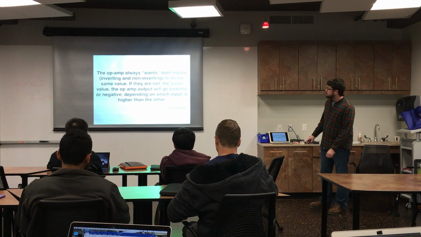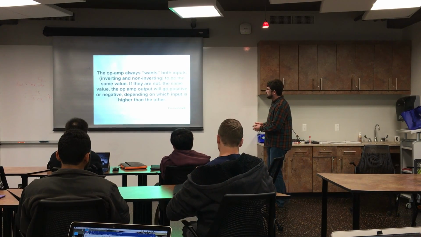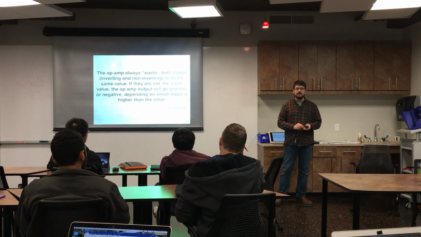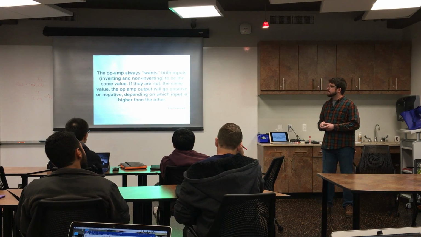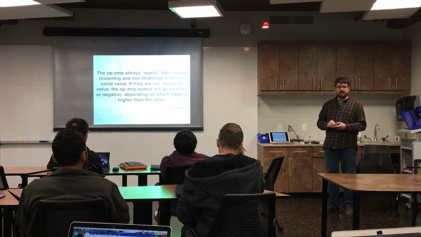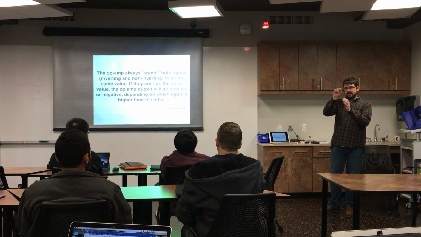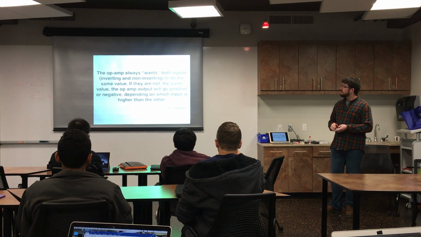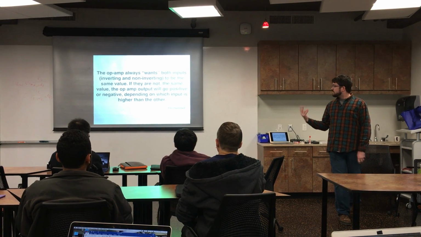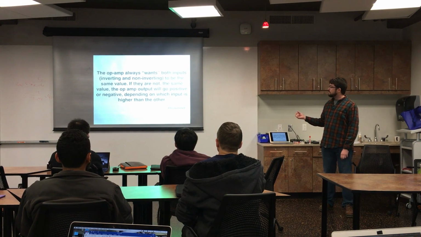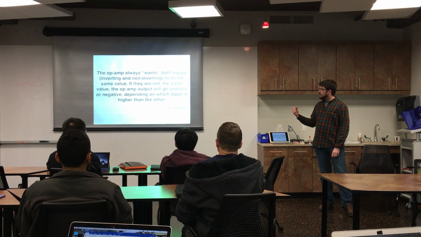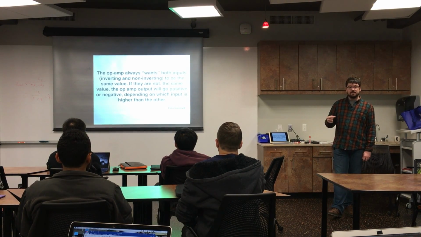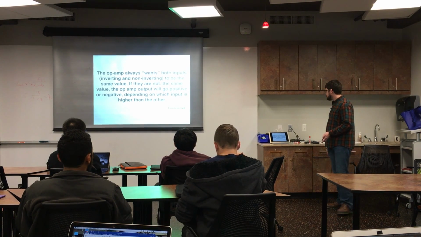Okay. So Chris Gamble runs this course called Contextual Electronics, and he actually explained it this way, which I thought was a different way to look at it instead of having the gain on this variable resistor on the output kind of model that we looked at before. I think the op amp always wants both of its inputs, the inverting and non-inverting, to be the same value. And if they are not the same value, it will go positive or negative depending on which is higher. Okay, that's in an open loop configuration.